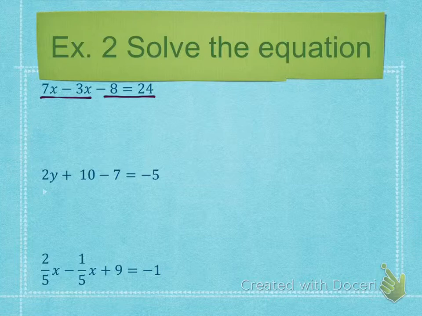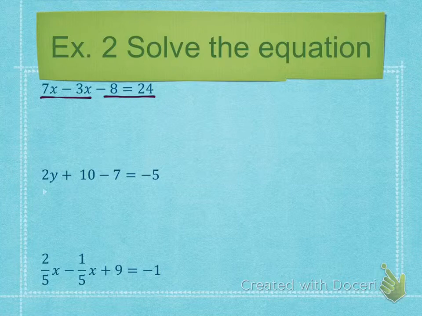Now, let's combine. Guess what? It does not matter which ones you combine first, as long as you combine them. So you can say, oh, I want to add 8 to both sides first. And then somebody else may say, oh, I want to do 7x minus 3x first. Guess what? You're going to get the same answer, as long as you both do the math correctly. So I like to add the like terms that are on the same side together first.